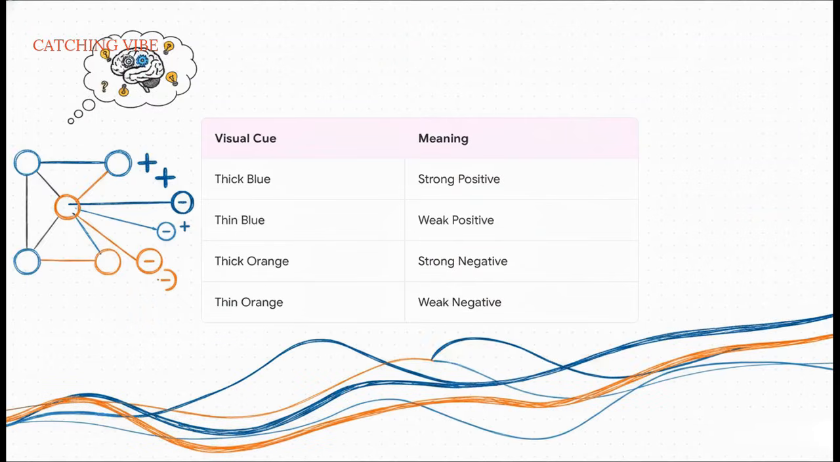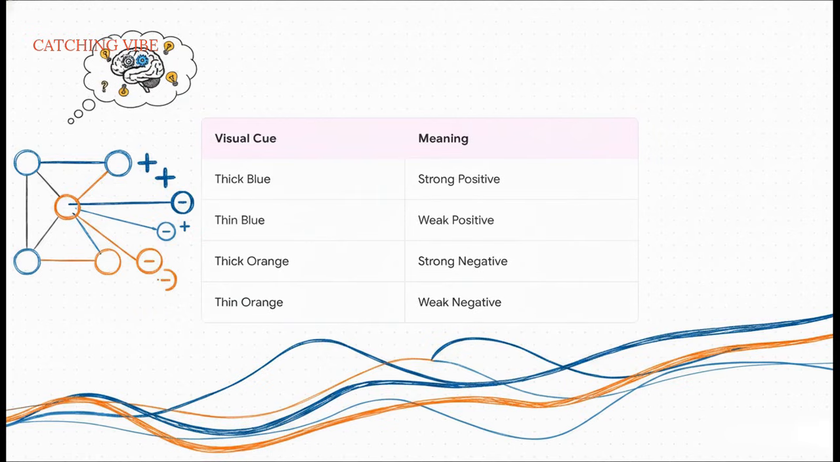Putting it all together gives us this incredibly helpful visual rule map. A thick blue line, that's a strong positive weight. A thin blue line is a weak positive weight. A thick orange line is a strong negative weight. And a thin orange line is a weak negative weight.